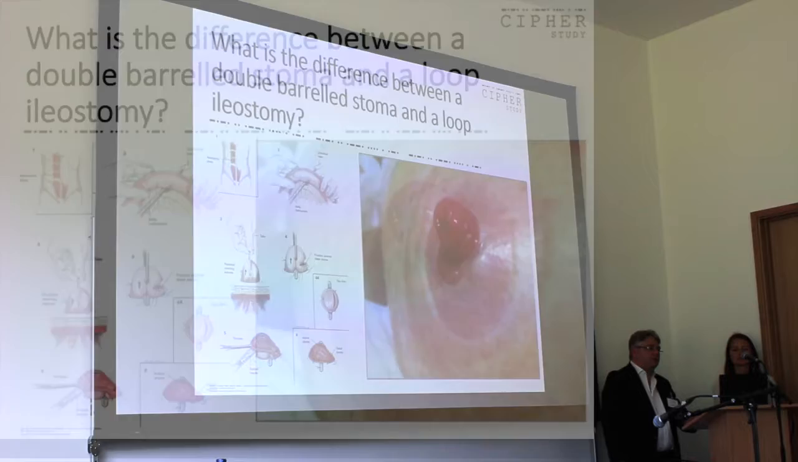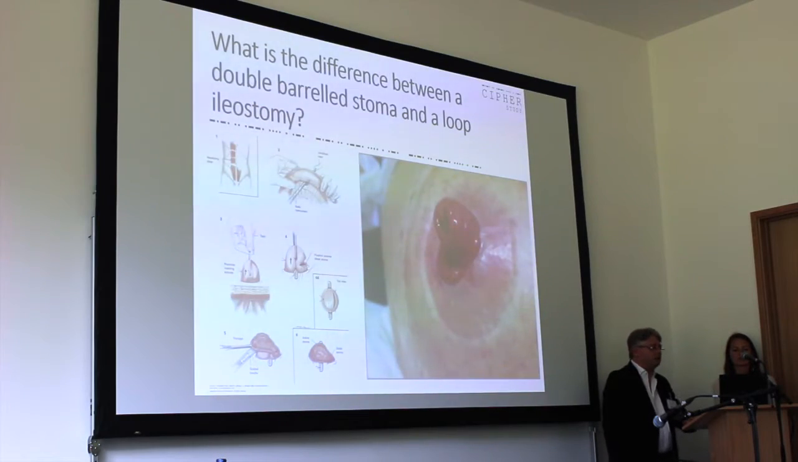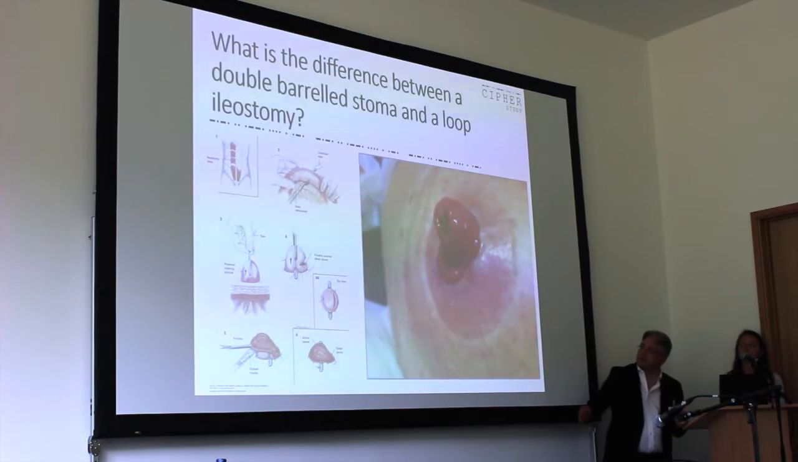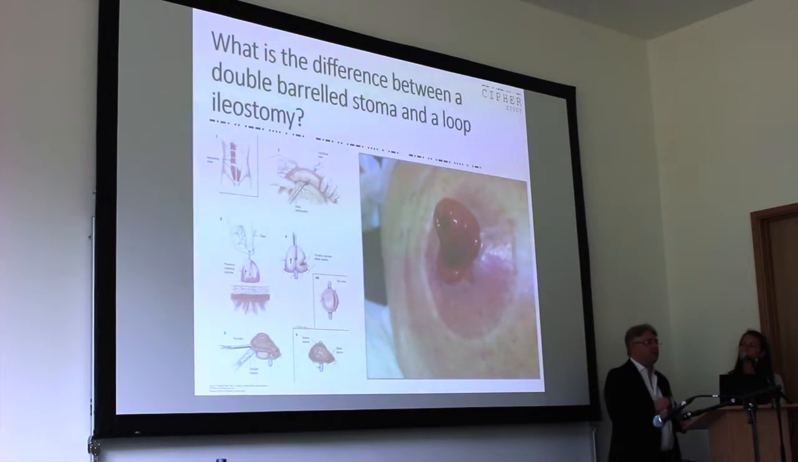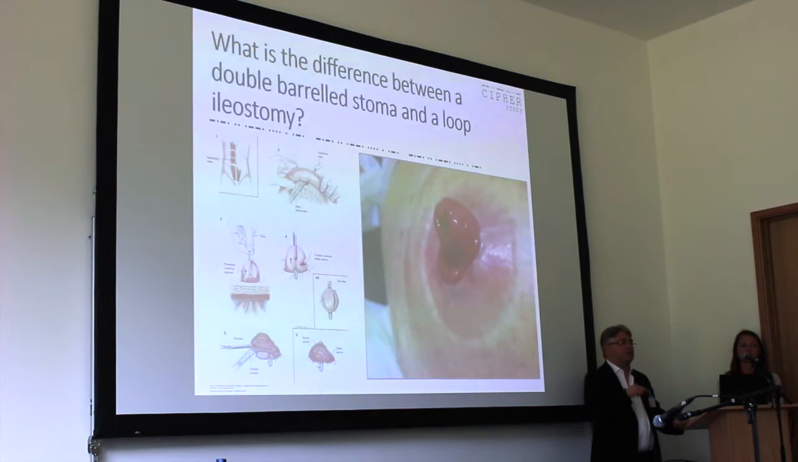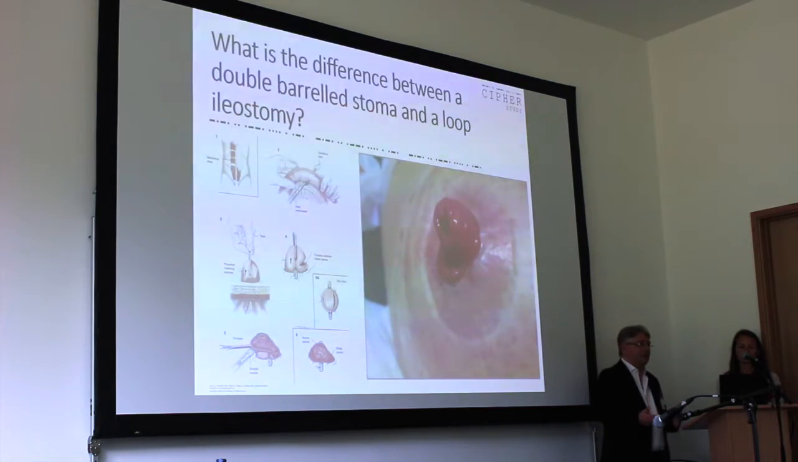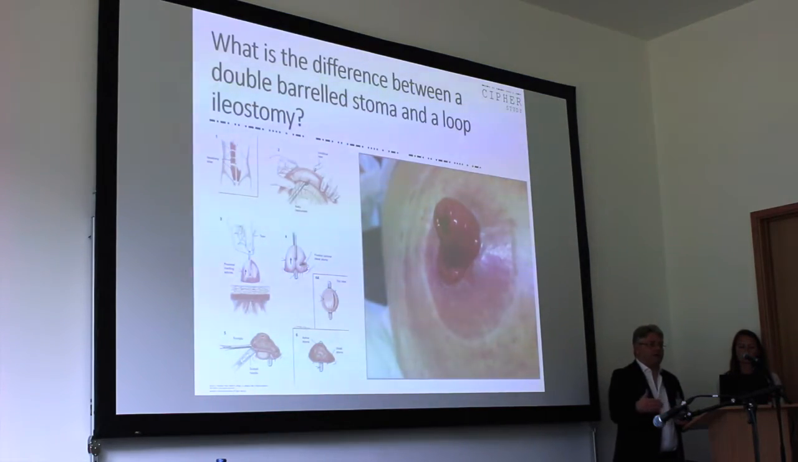A loop ileostomy, you bring up a continuous length of bowel, and think of it as a long tube, and it is cut so that half of the circumference is cut on that tube, and then it is everted. So you can see the diagrams on the screen. This is commonly used to divert the fecal stream away from the anastomosis downstream, so that the anastomosis low in the pelvis can heal up and not have to have faeces go by it.